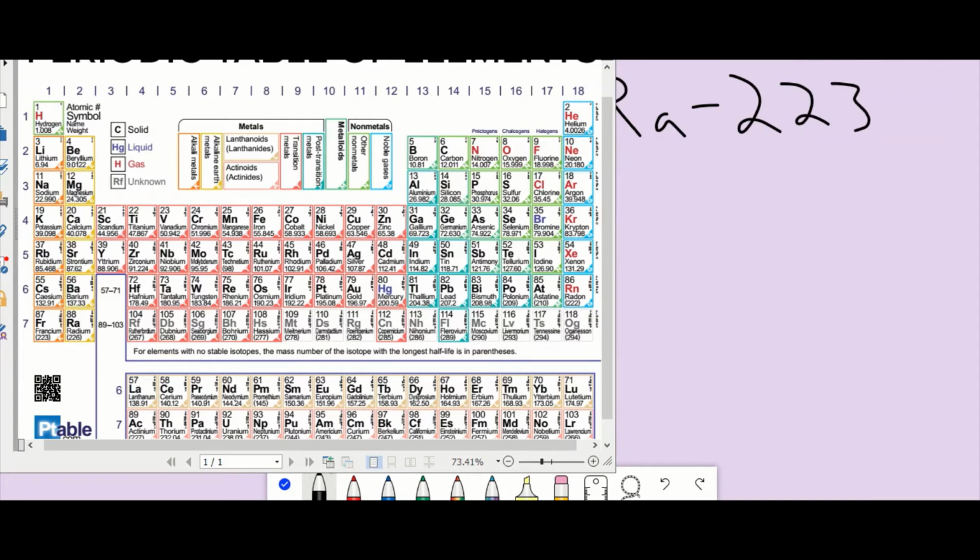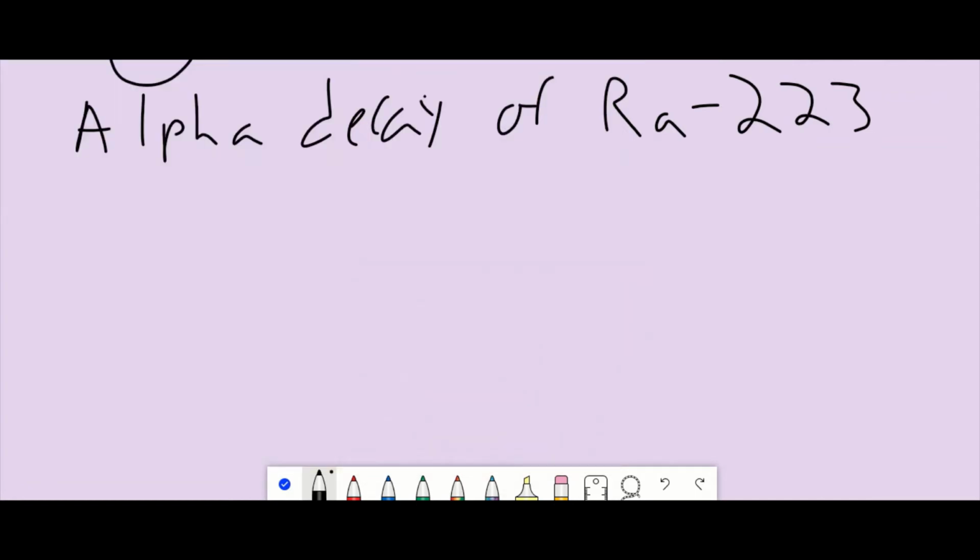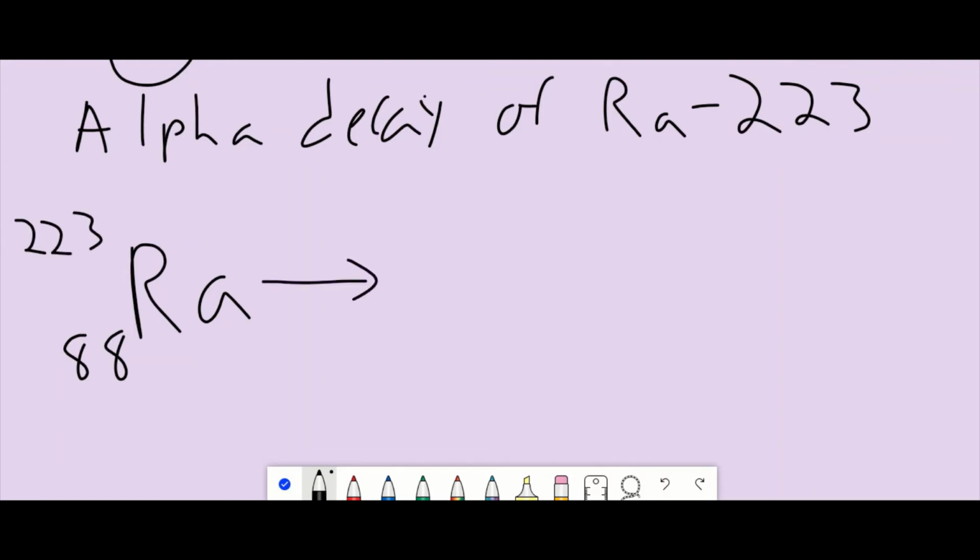So we have radium, and let me make sure that was 88, yep. That's the atomic number, and for the atomic mass we're just going to use what we're given, which is 223. If you do the alpha decay, you could write it in two ways. You can do the 4, 2 alpha, or you can do 4, 2 helium. I'm going to do the 4, 2 helium.